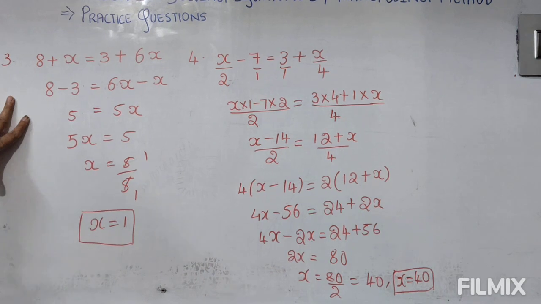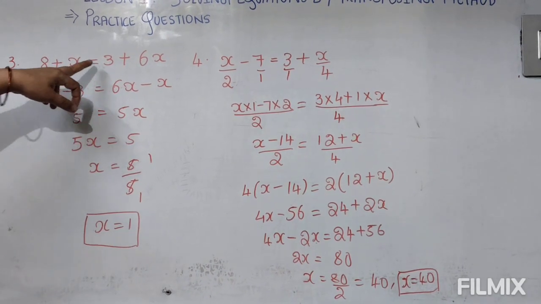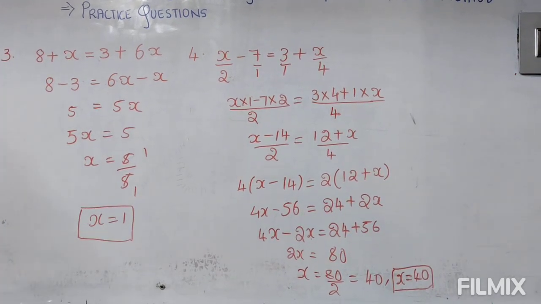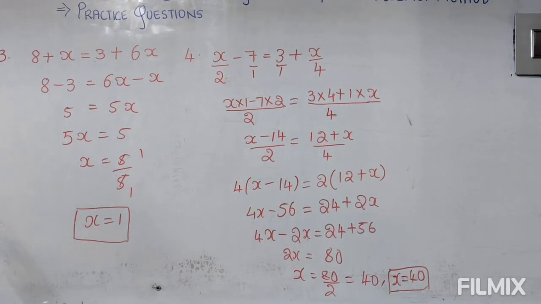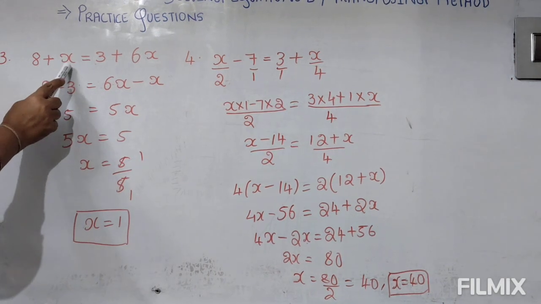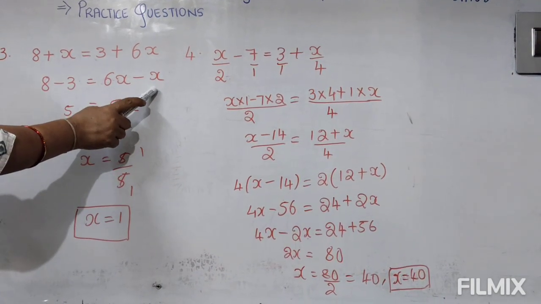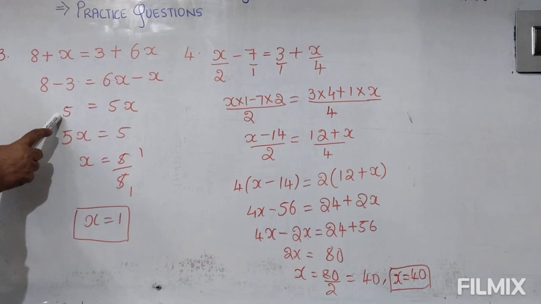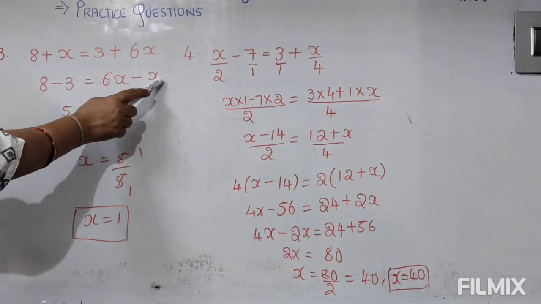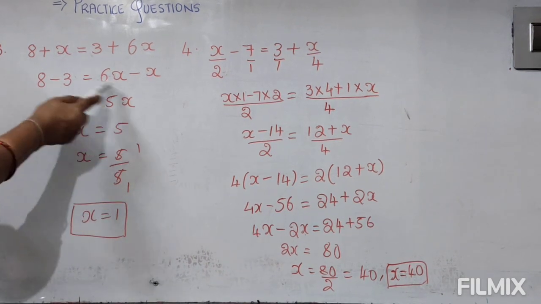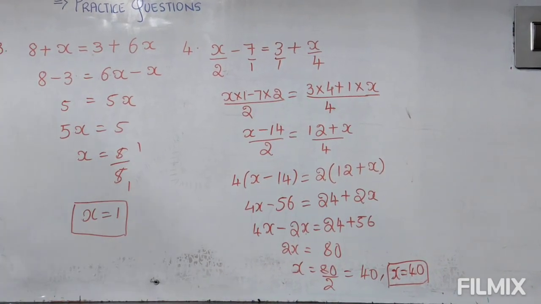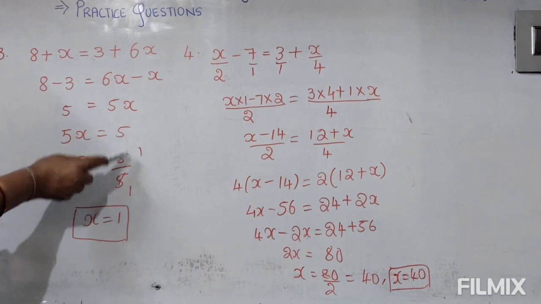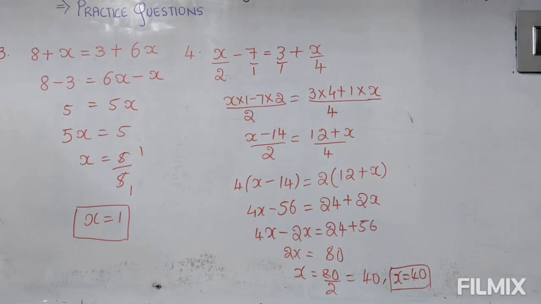Okay. Look at this third sum. It is like this. 8 plus x is equal to 3 plus 6x. So, once again, transposing the variables towards one side and the integers towards the one side. That is, plus x becomes minus x. When it goes to right hand side, this plus 3 becomes minus 3. So, 8 minus 3 is 5, which is equal to 6x minus x is equal to 5x. I am writing it like this. Just to make the problem easy, 5x is equal to 5. x is equal to, multiplication will become division, 5 by 5. 5 ones are 5, 5 ones are 5. x is equal to 1.